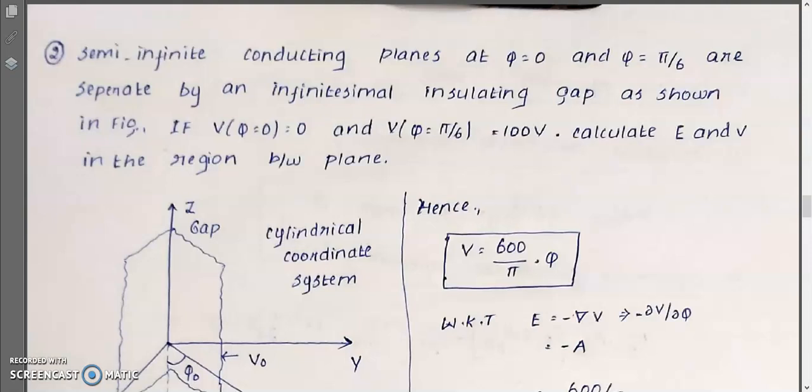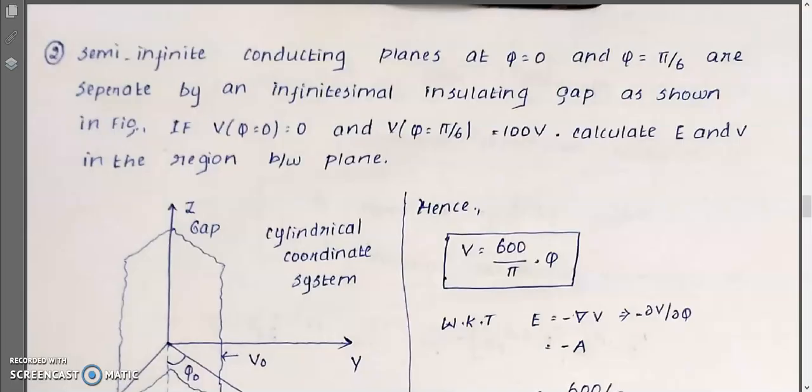Good morning. Today's class is a continuation of yesterday's class, that is Laplace and Poisson's equation problems. So in this problem, let us consider semi-infinite conducting planes at phi equal to 0 and phi equal to pi by 6, separated by an infinitesimal insulating gap as shown in the figure.